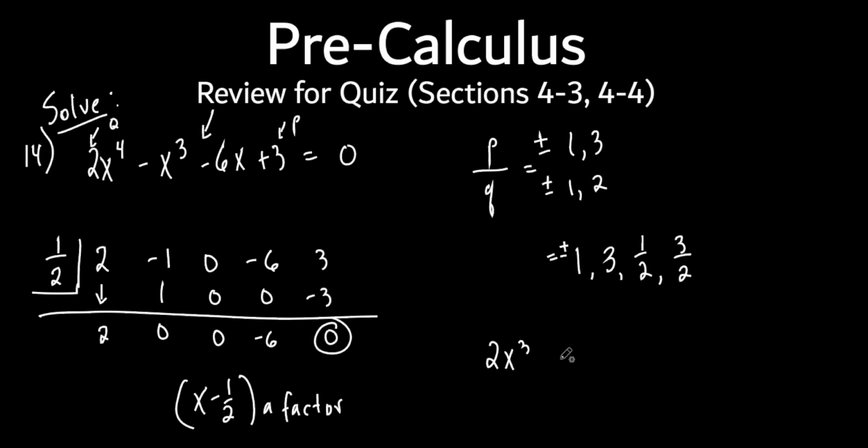We got 2x cubed plus 0x squared plus 0x minus 6. Correct? Yeah. All right, equals 0. Now remember, this is also being multiplied by that. All right.